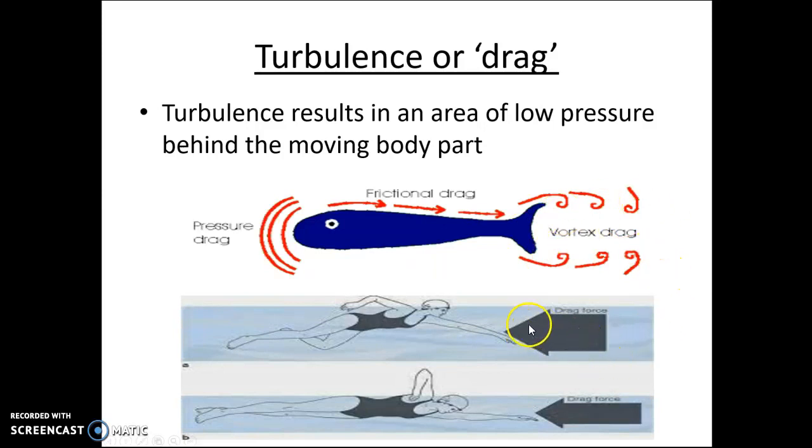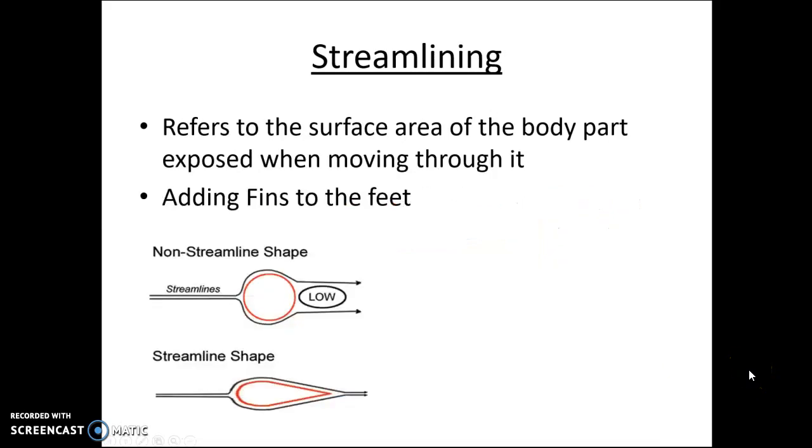Here you can see that you're creating more drag if you're higher in the water, whereas if you're slicker on the water, you've got less drag, so you'll be faster. Streamlining refers to making sure that the surface area of a body part is reduced when moving through the water. This is the example of adding fins. Effectively the shape becomes better, you're streamlining and reducing that drag. You'll see motor cars do this in F1.